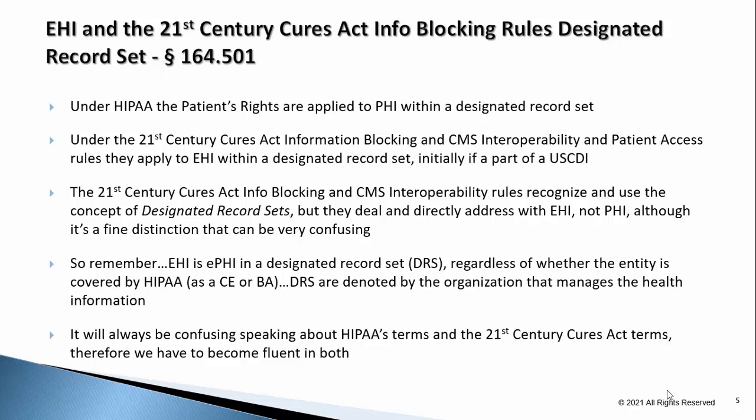I know it's confusing, but sometimes you're going to hear information called EHI, sometimes you'll hear it called PHI. If those terms are correctly used, that will indicate to you whether the organization is trying to manage HIPAA or whether they're trying to manage the information blocking rules, which again are very intertwined. So remember, EHI is ePHI in a designated record set, whether the entity is covered by HIPAA, either a covered entity or a business associate. And the designated record set is denoted by the organization that manages the health information.